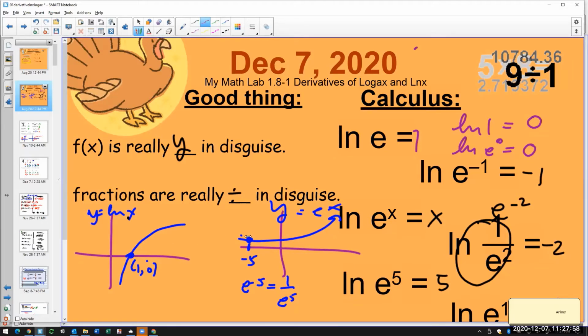But since these are what we call inverses of each other, this point is actually (0, 1). When functions are inverses, they have what I call corresponding points. I don't actually know if that's a technical term, but I call it corresponding points. If you have (1, 0), then you have (0, 1).